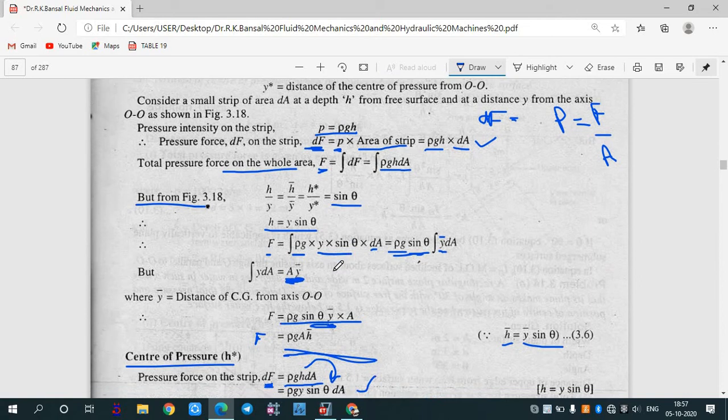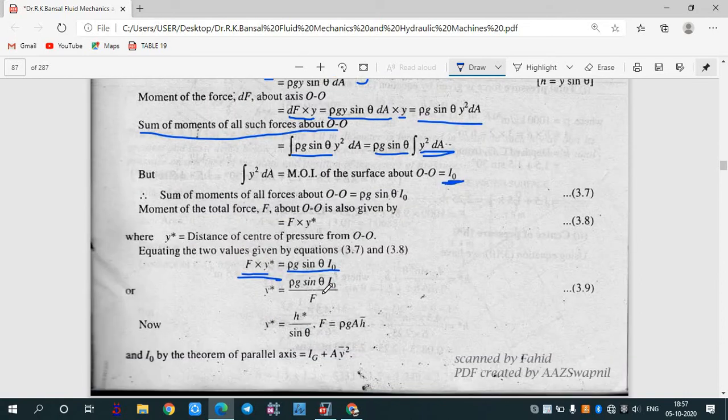So this force into y star equals this value, rho g sine theta I naught. Okay, so we need the value of y star. So we will keep y star on the left hand side and all other terms on the right hand side: rho g sine theta I naught divided by the force.